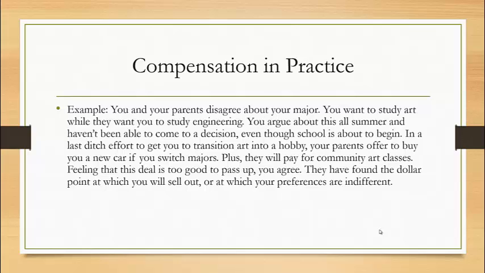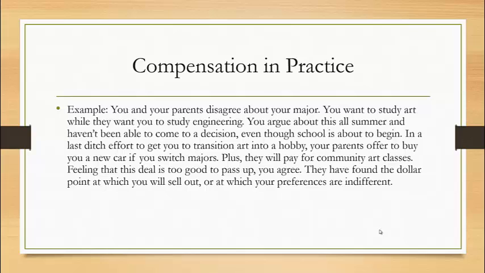So basically what you're saying is, yeah, you know what? If I get a new car and I'm still able to pursue my art in a hobby form, have some art classes, I am indifferent to becoming an engineer, right? It's worth it to me to go to those engineering classes if I get these other side payments. Okay? If you said, no, look, I'm going to be an art major, period, you can't stop me, I'm not going to take any side payments, then that would reflect the fact that your indifference point is either very high or doesn't exist, right?